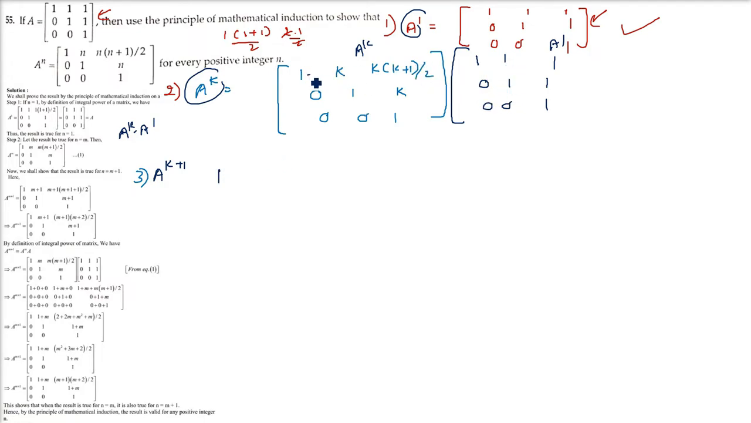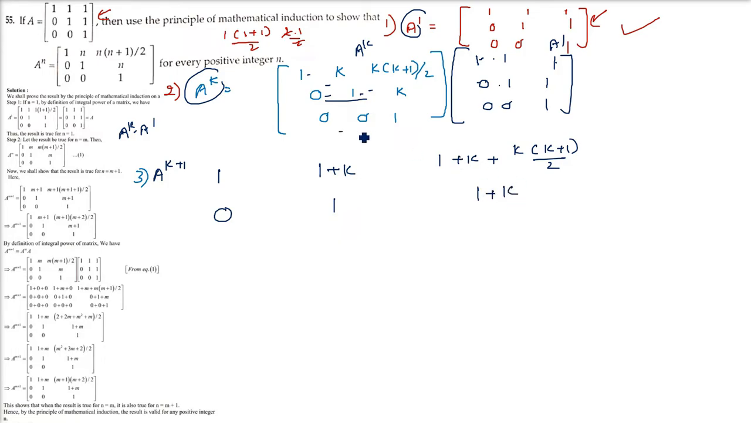Now the first row with the second column: 1 into 1 is 1, k into 1 is k, and this into 0 is 0. First row with third column: we have 1, 1, 1, so all has to be added, 1 plus k plus k(k plus 1) by 2. This needs to be added. Now second row with the first column, everything is 0. Now second row with the second column, 0, 1, 0, 0, 1, 1, 1, and k into 0 is 0. And now second row with the third column: 0, 1, k has to be added because all ones are there in that column. So 1 plus k will be there.